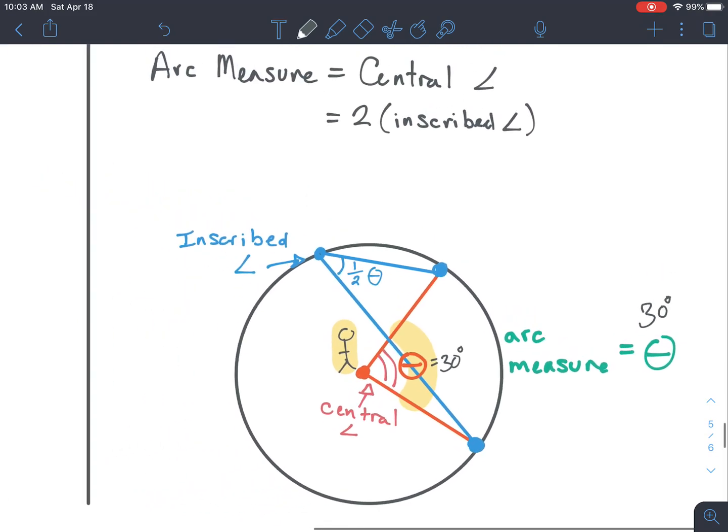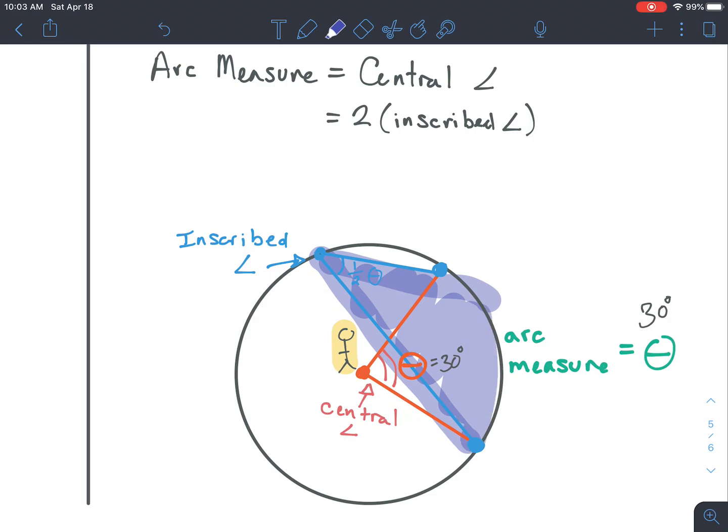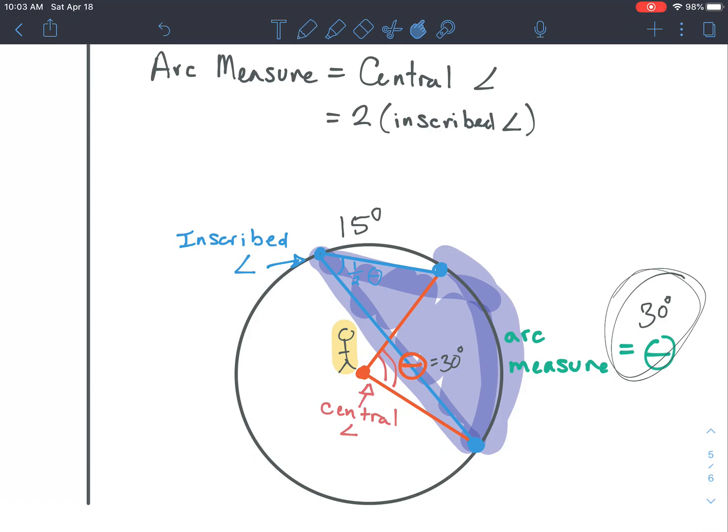There's also the relationship between your arc measure and your inscribed angle. If your inscribed angle right here is sweeping out to make this arc measure, then that angle is half the size of your arc measure. So if my arc measure is 30, that means my inscribed angle would be 15 degrees.